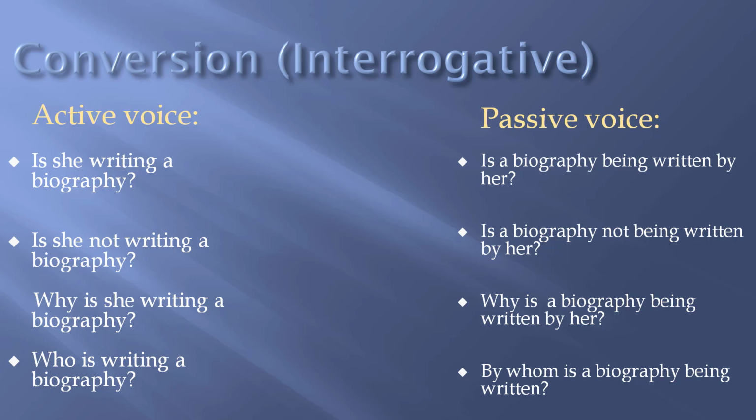Thirdly, we have double interrogative. As is evident from the name, there are more than two interrogations in a double interrogative, so we simply add how and any W word like what, where, when, and why according to the suitability. The rest of the structure remains the same. For example, why is she writing a biography? Why is a biography being written by her?